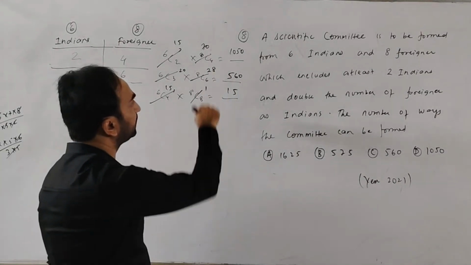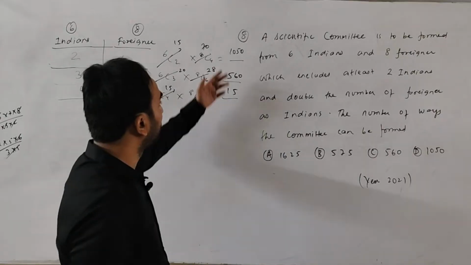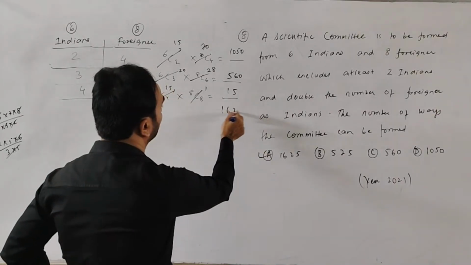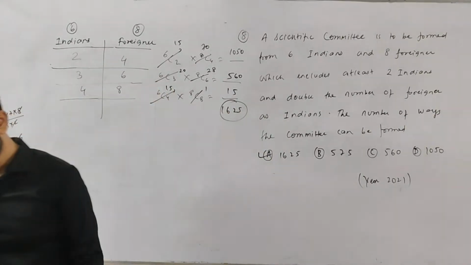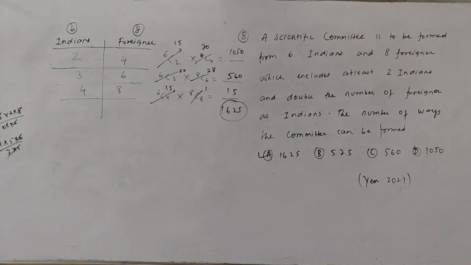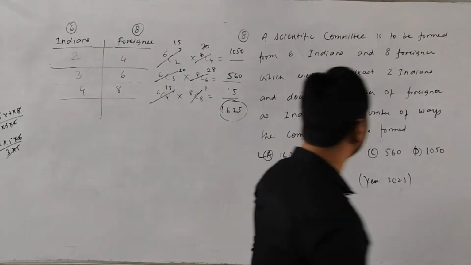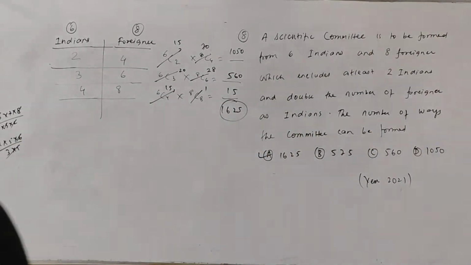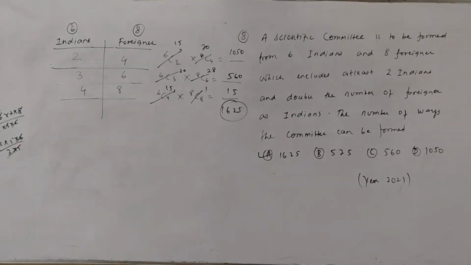1050 plus 560 is 1610, and plus 15 is 1625. Is it? The final answer is 1625. Option A is the right answer, 1625. So there are 1625 ways of forming that committee, ways we can form any committee.